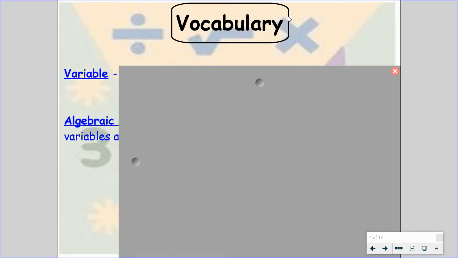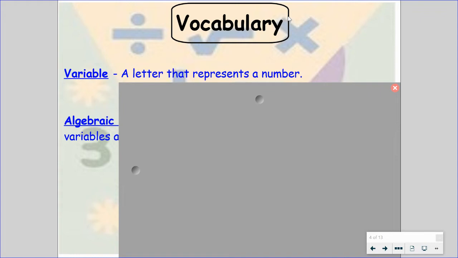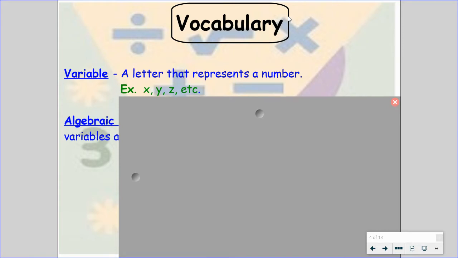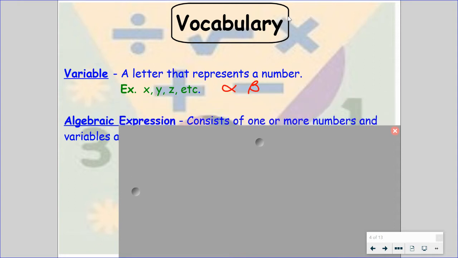All right, ladies and gents, let's talk about some vocabulary first. I hope you've heard the term variable. Remember, please, that a variable is a symbol or a letter that represents a number. Often we use x, y, z. You could use Greek letters as well. You could use any symbol that you want, but usually we'll use letters in the English alphabet.